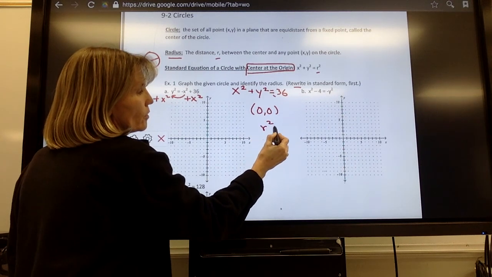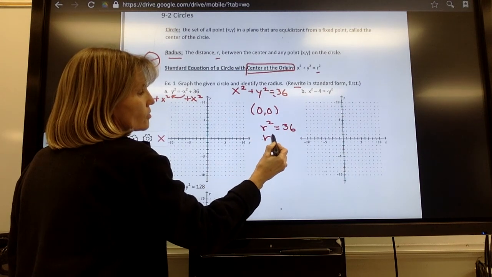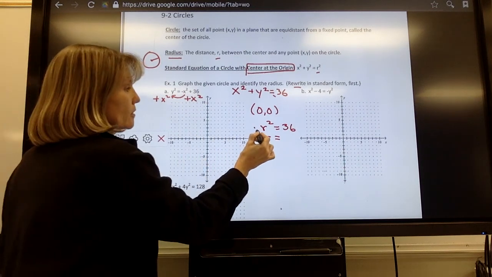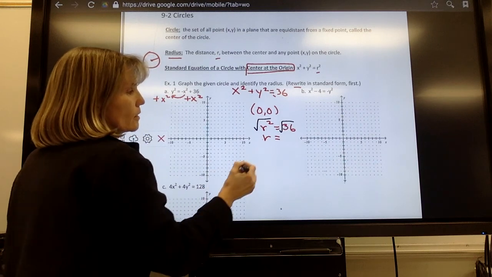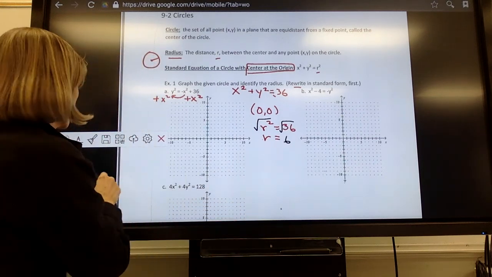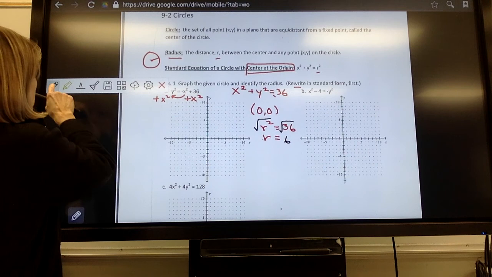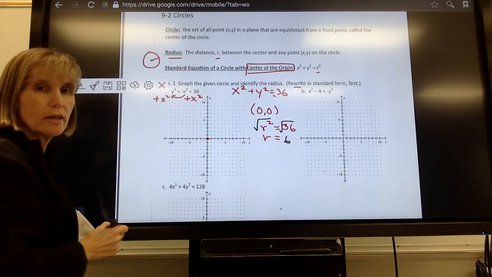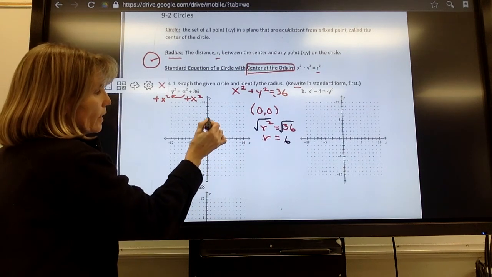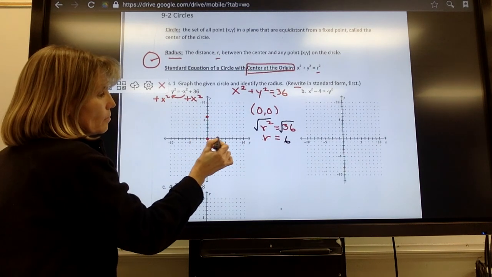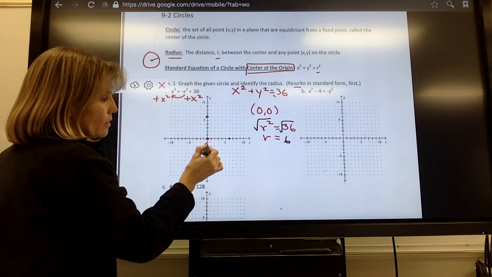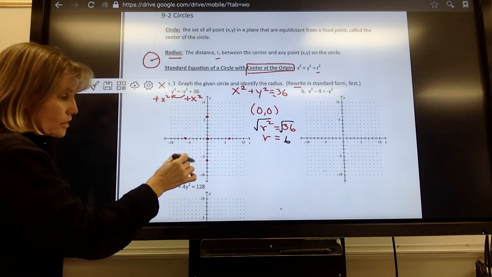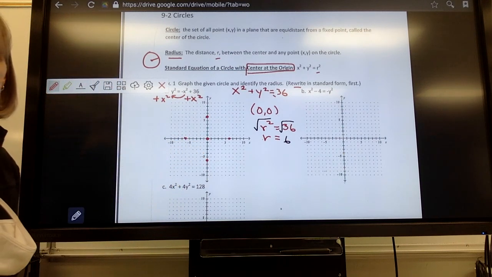So if the radius squared equals 36, what is the radius? How would you solve that? Okay, well, I would take the square root of both sides. So the radius is going to equal 6. So when I go to graph that, I put the center here. Center's at the origin. And if the radius is 6, I'm going to count out 6 going up. I'm going to count out 6 units going to the right. I'm going to count out 6 units going to the left. I'm going to count out 6 units going down. So I give myself some points to shoot for.